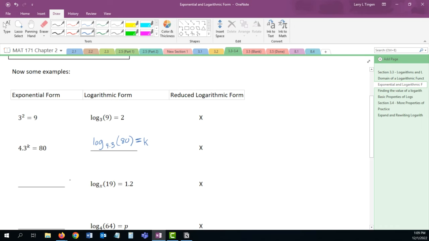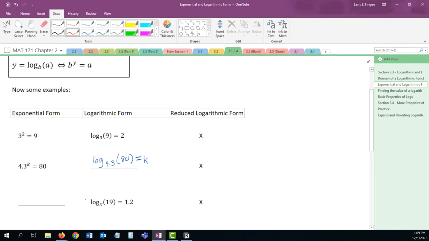Okay. Next, we'll go the other direction. Log base x of 19 is equal to 1.2. Rewrite that in exponential form. The x is the base of the log. The x is the base of the left-hand side. The 19 is inside the parentheses for the log. It's on the other side of the equal sign in the exponential form. And then the 1.2 is y, and that is the power that I raised the base to.